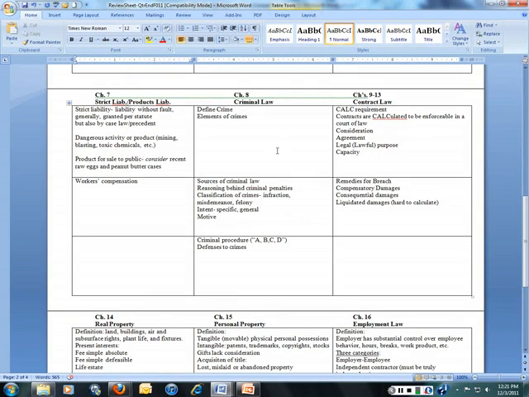Let's see, and remember with crimes you have to meet all the elements of each of the crimes that someone is charged with in order to have them be convicted of that.